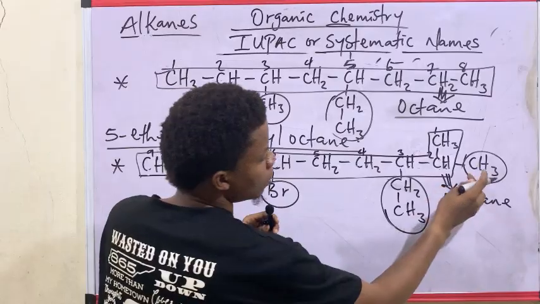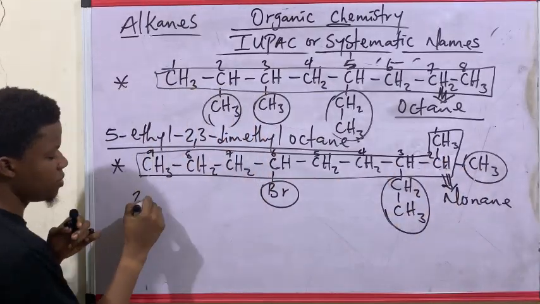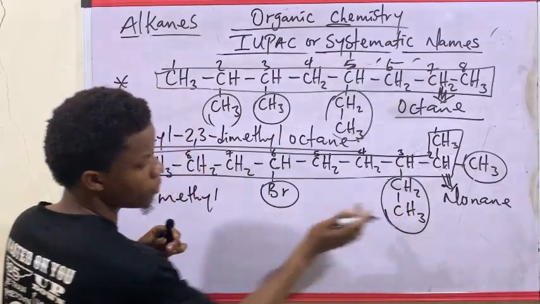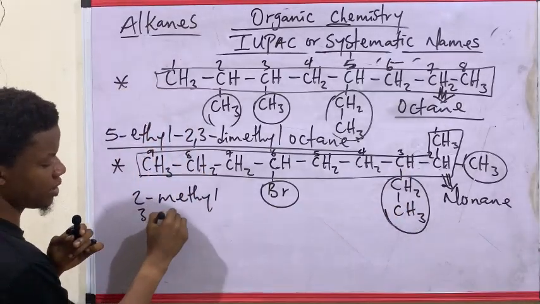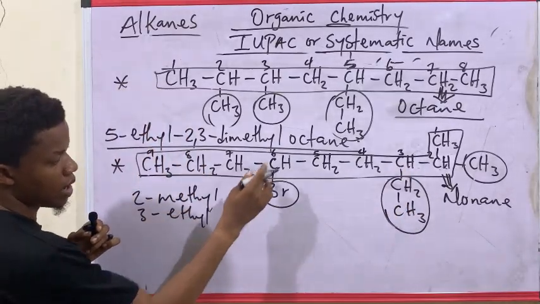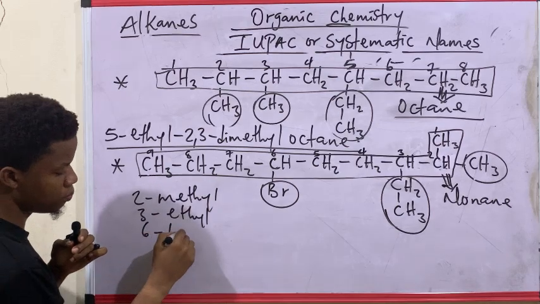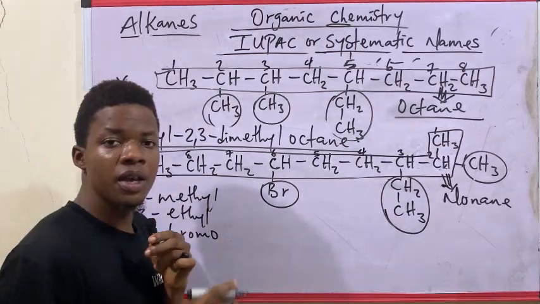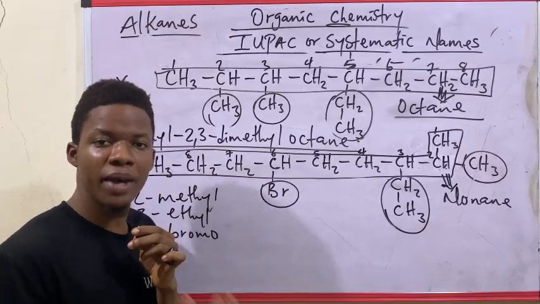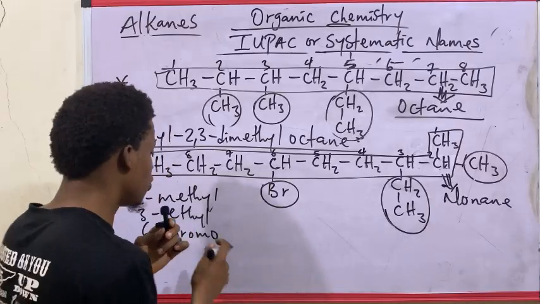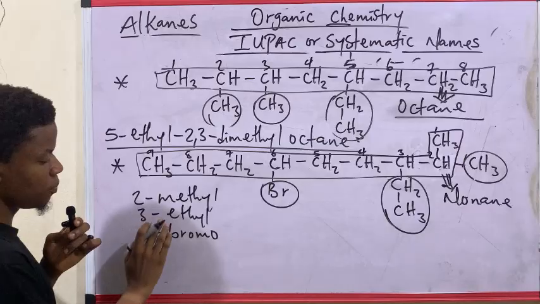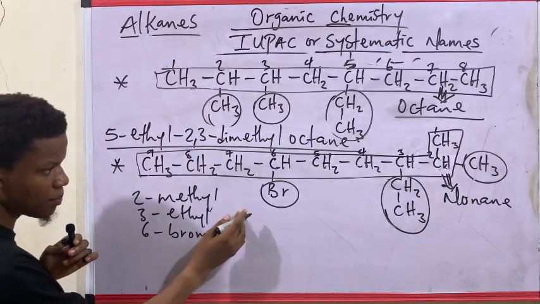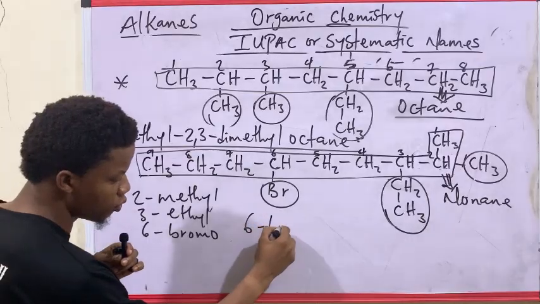So we have a 2-methyl. Our substituents are 2-methyl, 3-ethyl, and 6-bromo. So using the rule of alphabetical order. So now watch. Between M, E, and B, which one comes first? B, right? So the IUPAC name of the compound becomes 6-bromo.